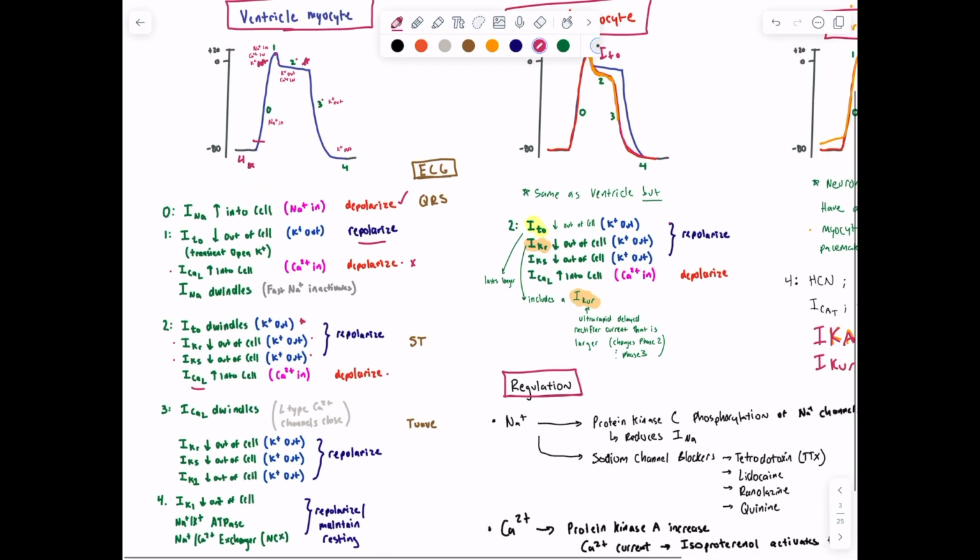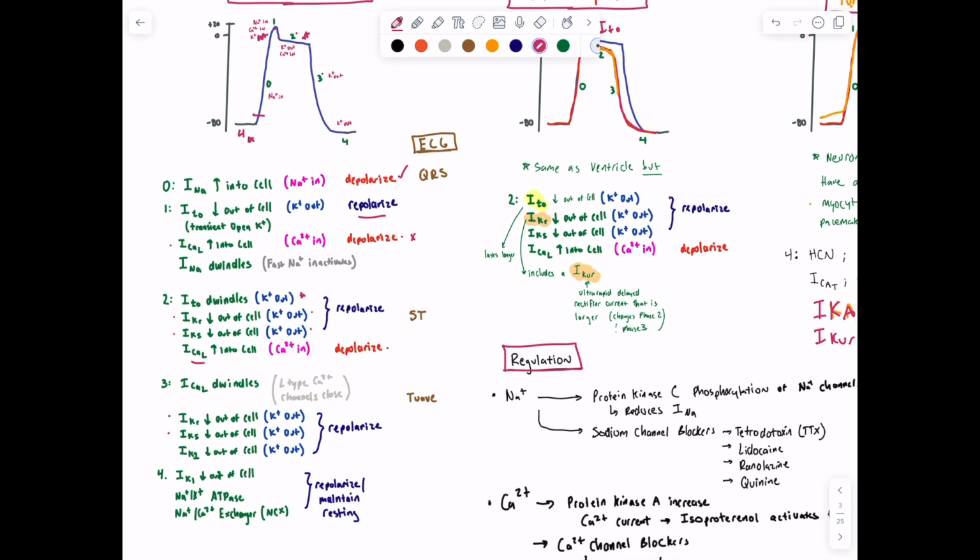And so at that point, during phase 3, you really just have potassium leaving the cell, as the rectifier channels are still open, letting potassium out. And as you get closer and closer to the resting potential, the inward potassium channel, IK1, opens, and that's active through basically the end of phase 3 and into phase 4 to finish repolarization.